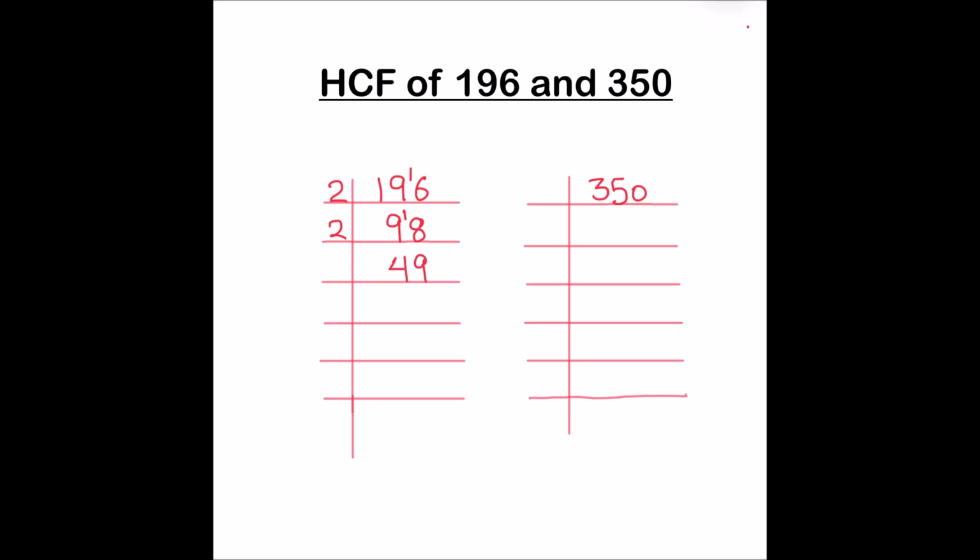Now 49 is an odd number, it is not fully divisible by 2, so we will use a different prime number. So the next prime number is 3, 49 is not fully divisible by 3, nor is it divisible by 5, so we'll use 7 to divide 49. 7 times 7 is 49 and 7 times 1 is 7. So the number is fully divided and the factors of 196 are 2 times 2 times 7 times 7 times 1.